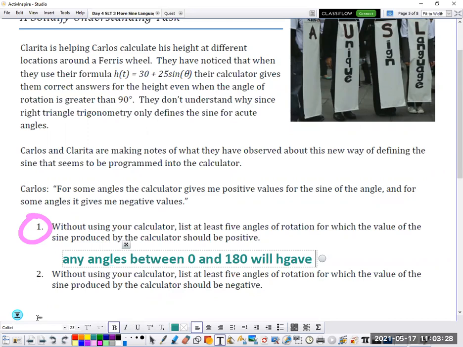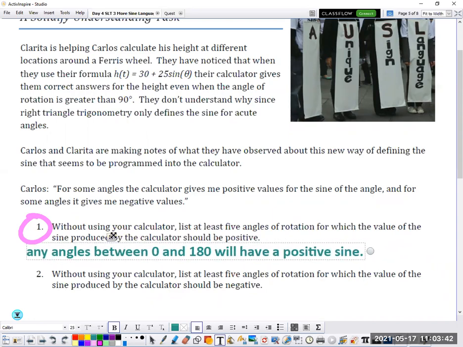Will have a positive sine. All right, so I have a question. Why will any angles between 0 and 180? For example, some of the people gave me 30, 60, 80, and then they also gave me 120, 145. I got 100, 120, 60, 30, 90, 50, 10. Those were all good. Why are 80, 60, 100, 170, and 5 all good? Why is it that quadrant 1 and quadrant 2 have positive sine values? How come?